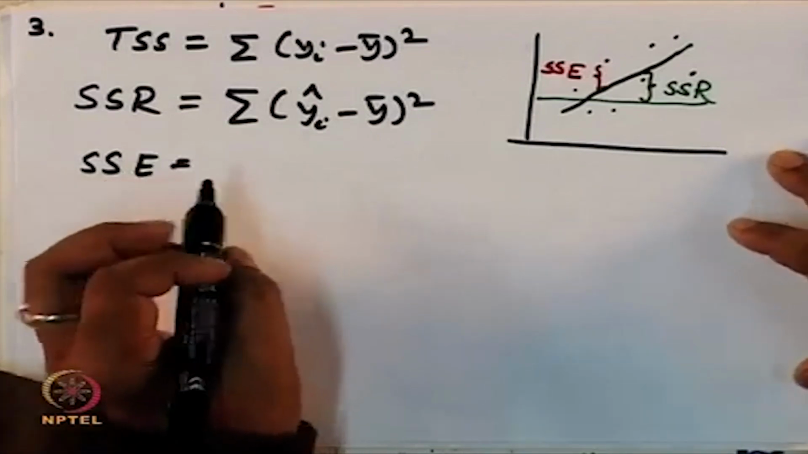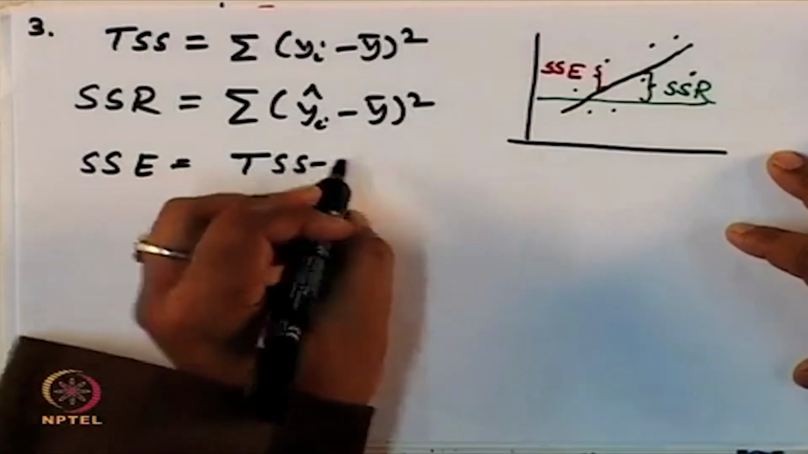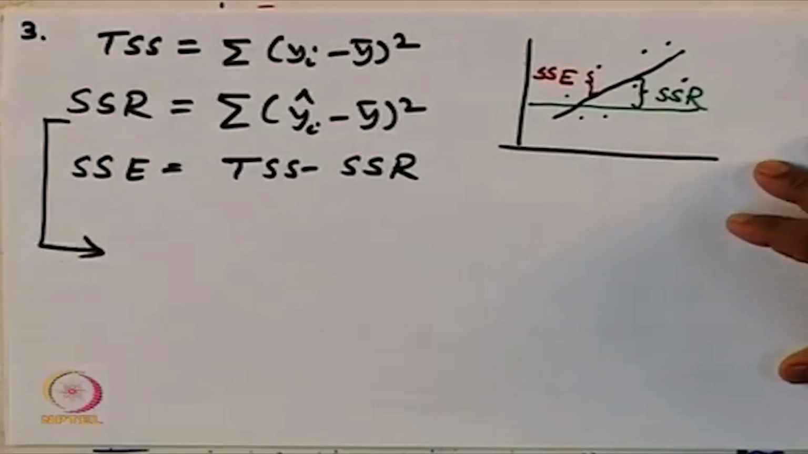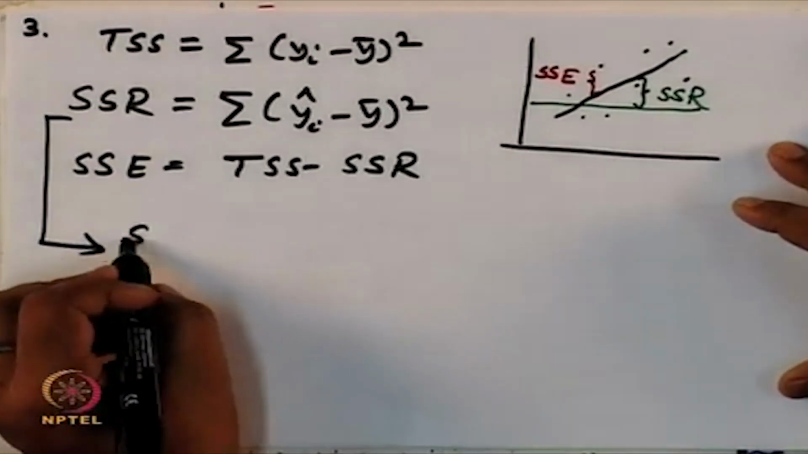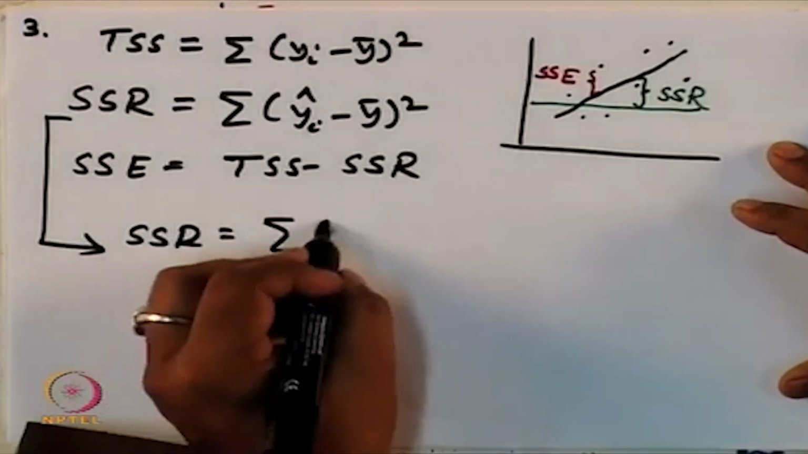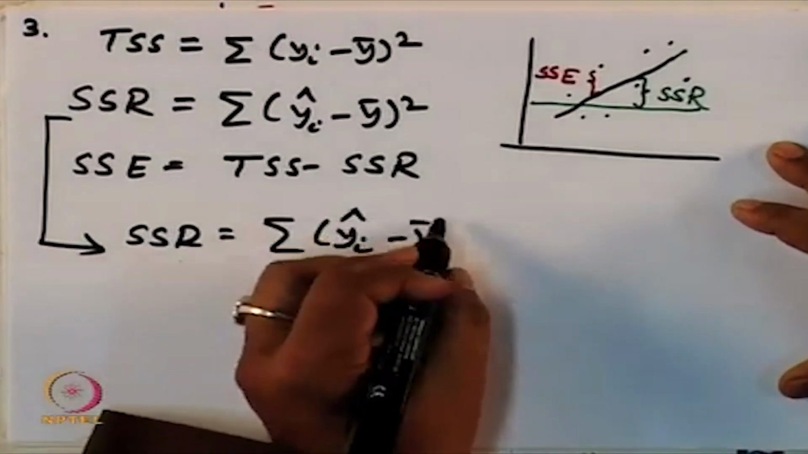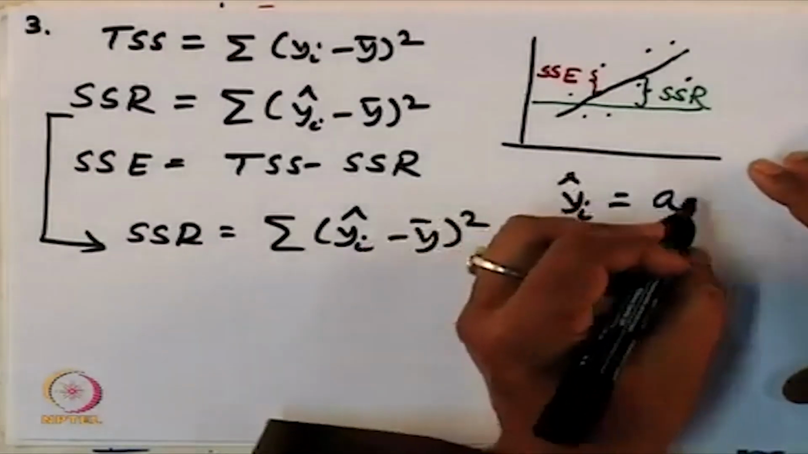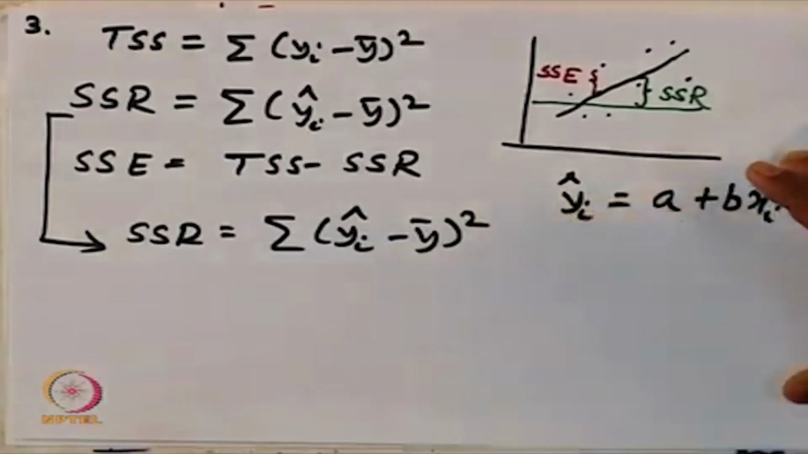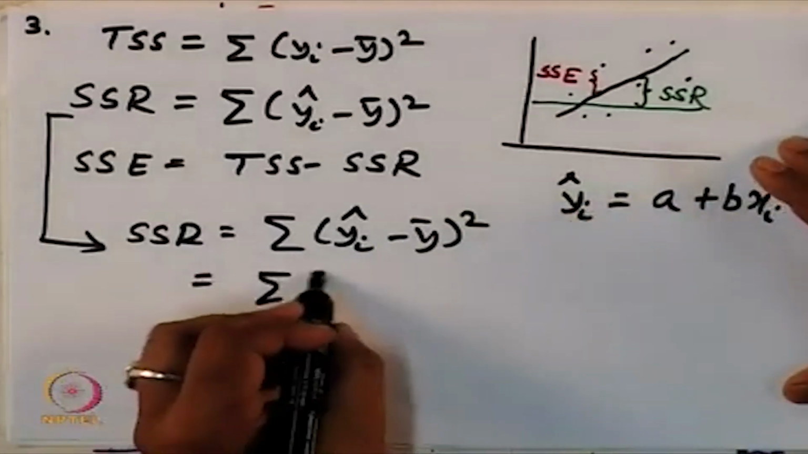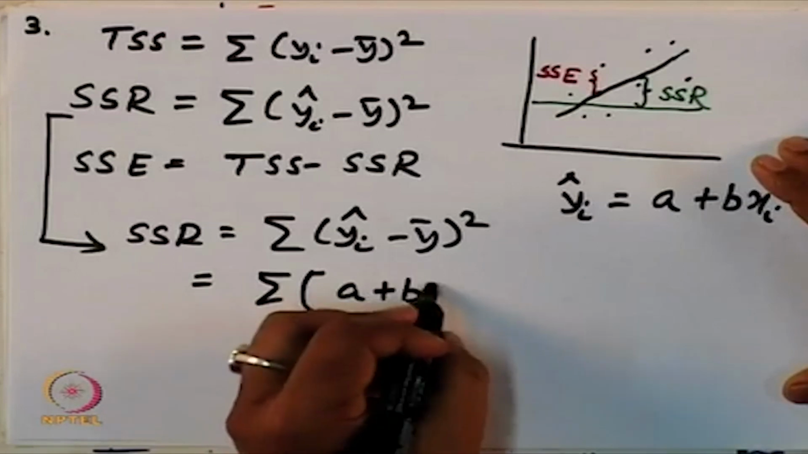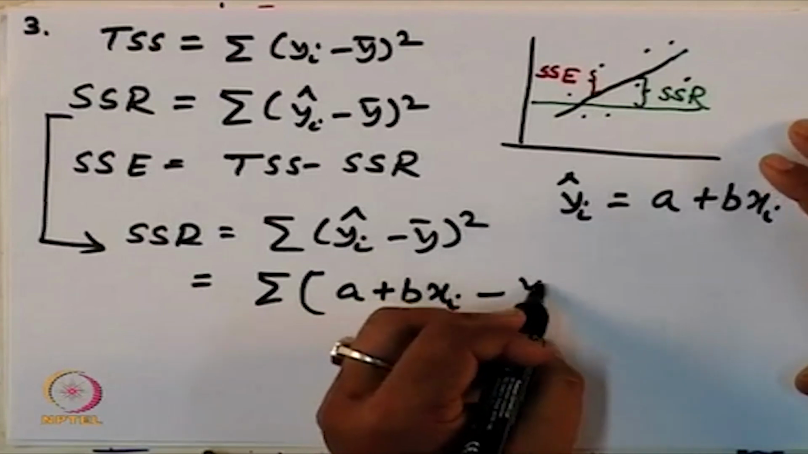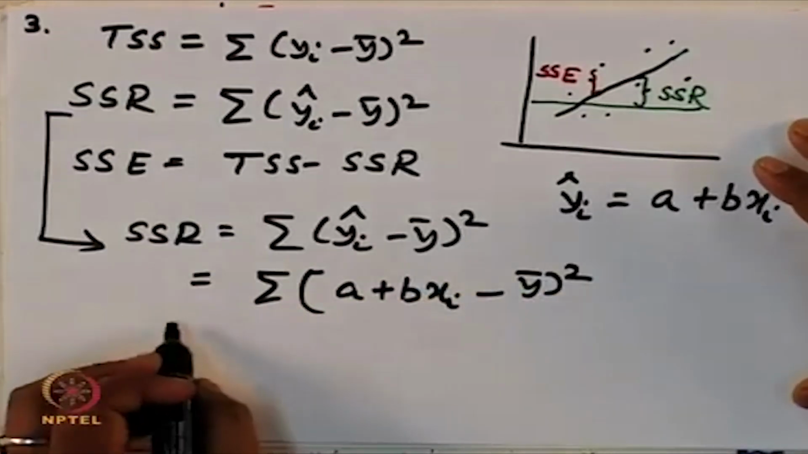So, SSE is given by TSS minus SSR. Now, if we expand on this SSR expression, SSR is equal to summation of yi hat minus y bar whole square. Now, y hat is given by the expression a plus b of xi. If I plug in the values, then what I get is a plus b xi minus y bar, whole square, and y bar.